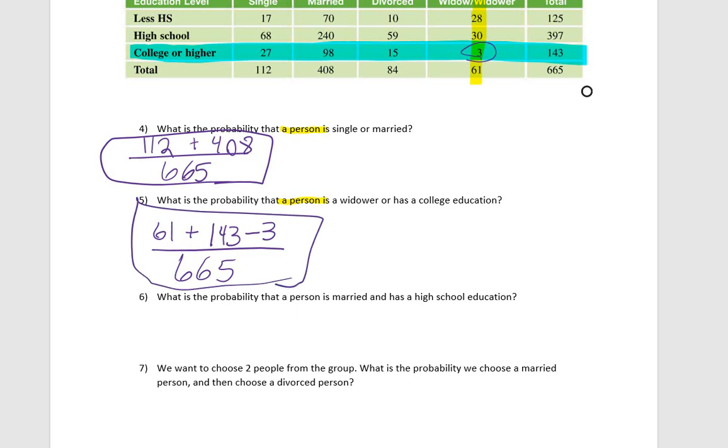Okay, what is the probability that a person is married and has a high school education? Again, we're looking at a person, out of 665, who is married and has a high school education. It's not enough that we count all 408 married people, and it's not enough that we count all of the high school educated people, which is 397. We want a person to have both. So we have 240 people that fit that ticket.